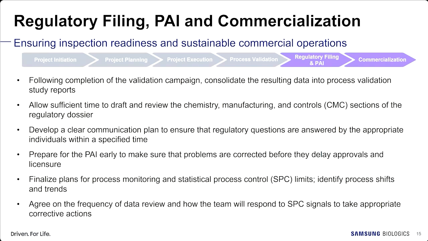Statistical process monitoring and continuous improvement are key indications for this stage. Process monitoring data will be reviewed, and the team will respond to SPC signals to take appropriate corrective action. For this purpose, the technology transfer team will be restructured to support continuous improvement effectively.